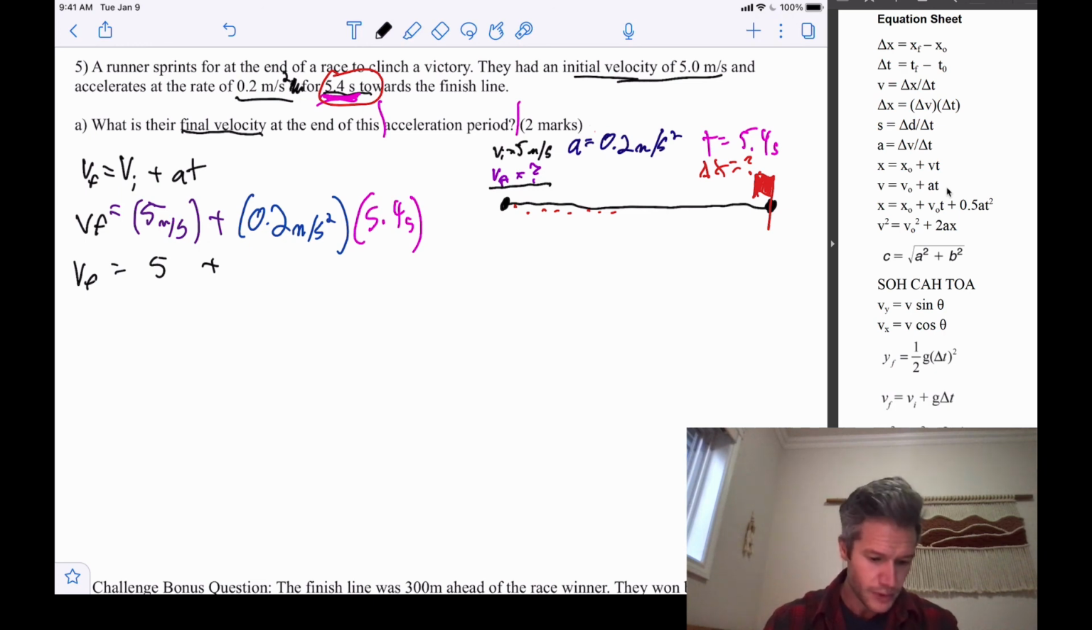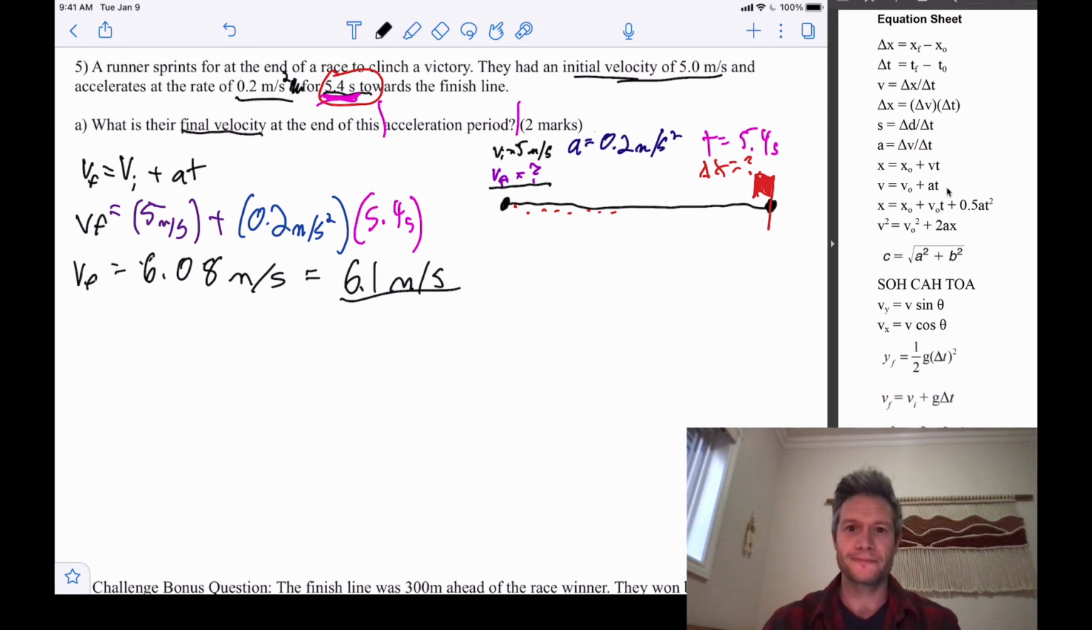Okay. So once you crunch that all out, what you get is 6.08, and because it's velocity, we know that it's meters per second. And again, on an exam, you just round to one decimal place. So for now, we got 6.1 meters per second. That's your answer. Okay, and that's it.